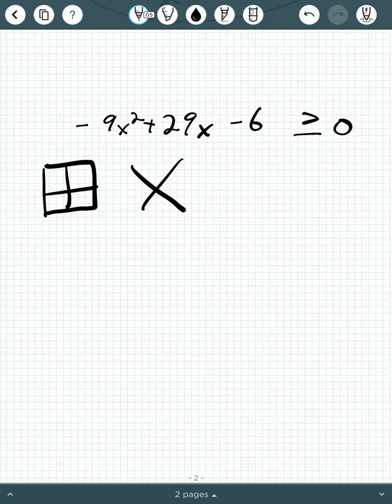So we get our rectangle going, our diamond problem. You'll see negative 9x squared in one corner, negative 6 in another, which gives us positive 54x squared when we multiply. Then we have to add to 29x. Well, I know two factors of 54 are 27 and 2.